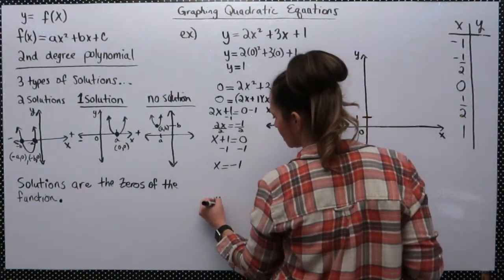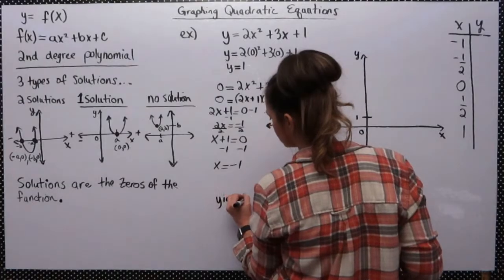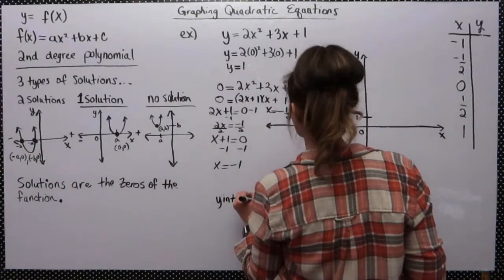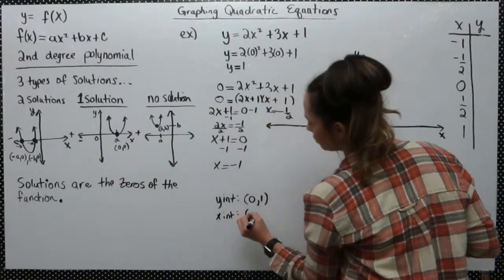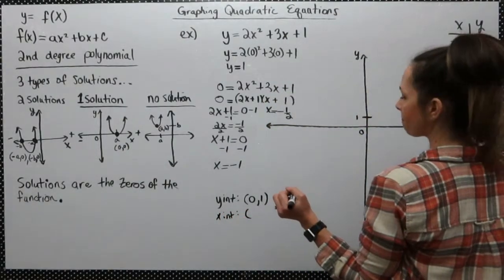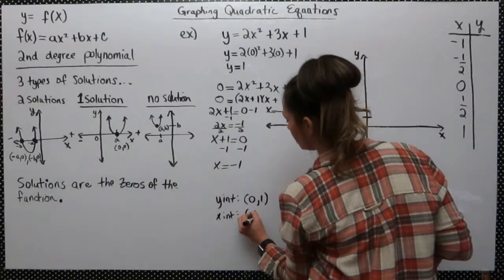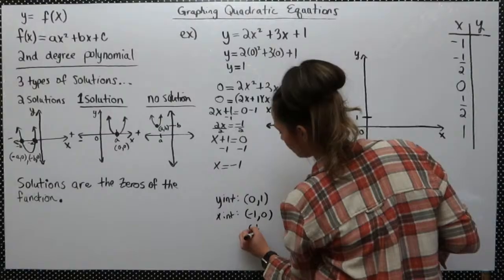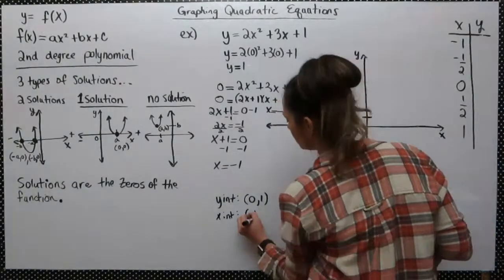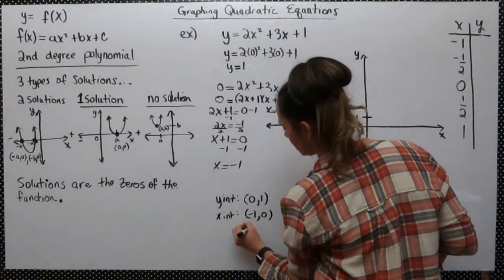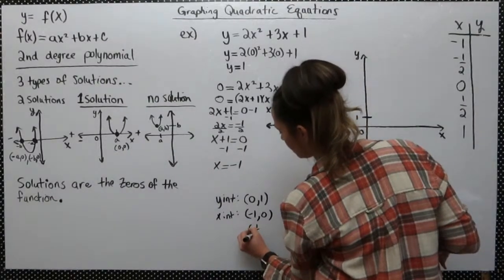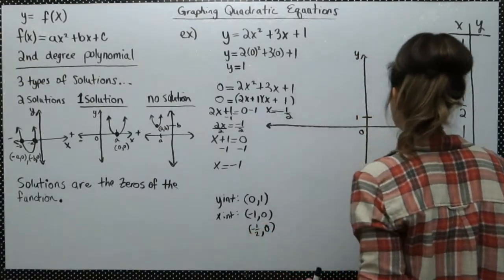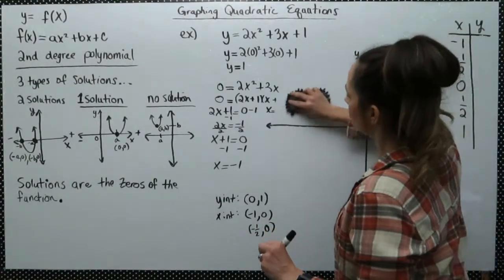So we've got our y-intercept at 0. What was it? At the 2 points, we've got negative 1 comma 0, and we've got negative 1/2 comma 0. Those two. So I'm going to erase all this work.